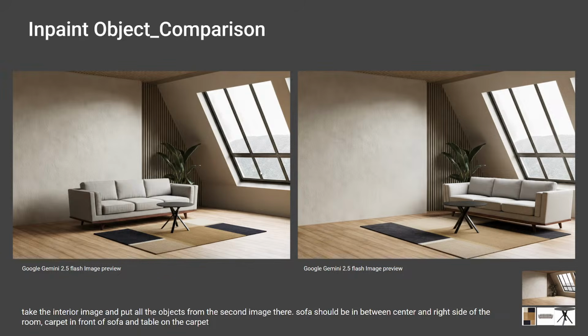So you can't really place an object in a specific position here, unless you do it beforehand in Photoshop. For example, you place this sofa roughly and the carpet roughly in Photoshop, and then just ask Gemini to adjust all these objects precisely according to perspective, light and different stuff.